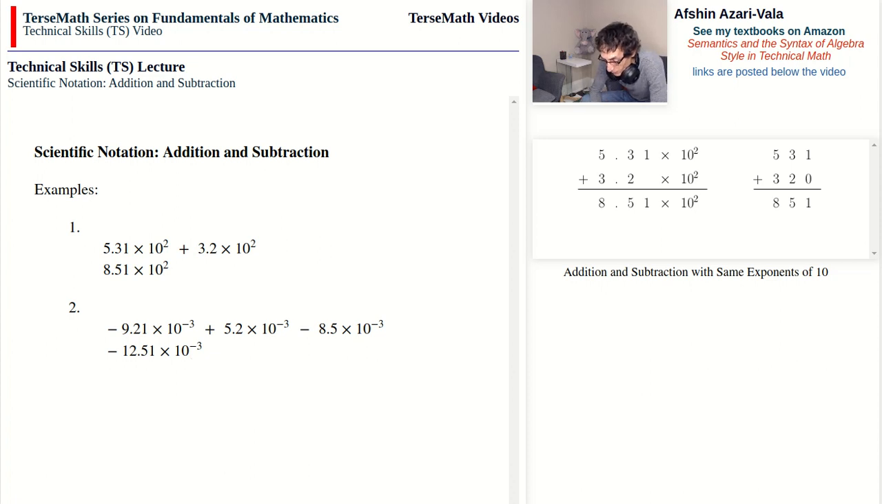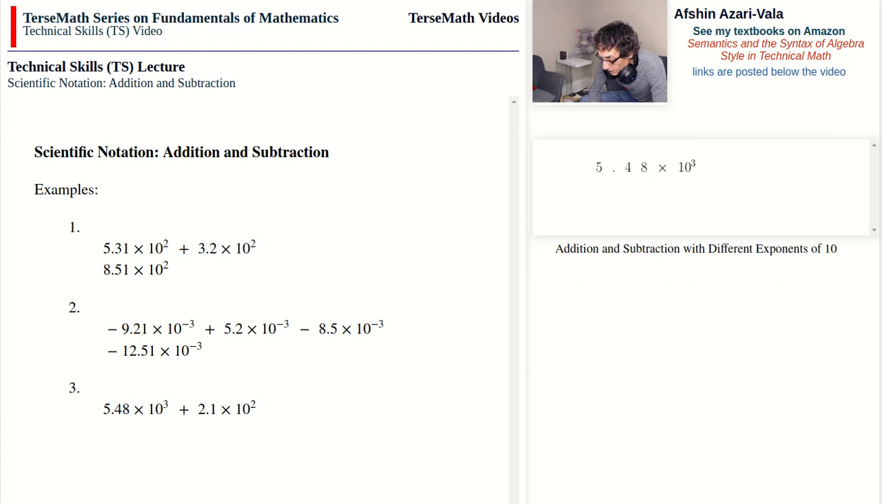Okay, problem number 3 now. Now we have exponents of 10 that are different. And this poses a problem, because that means we cannot line up the decimal points, because the digits, the place values will not line up. So again, if you think of times 10 to the power of 3 as implying that the decimal point moves forward over 3 digits, that means that 5 is in the thousands. In 2.1 times 10 to the power of 2, the exponent of 2 implies that the decimal point moves forward over 2 digits, and therefore the 2 here is in the hundreds. And so we cannot really add thousands and hundreds.